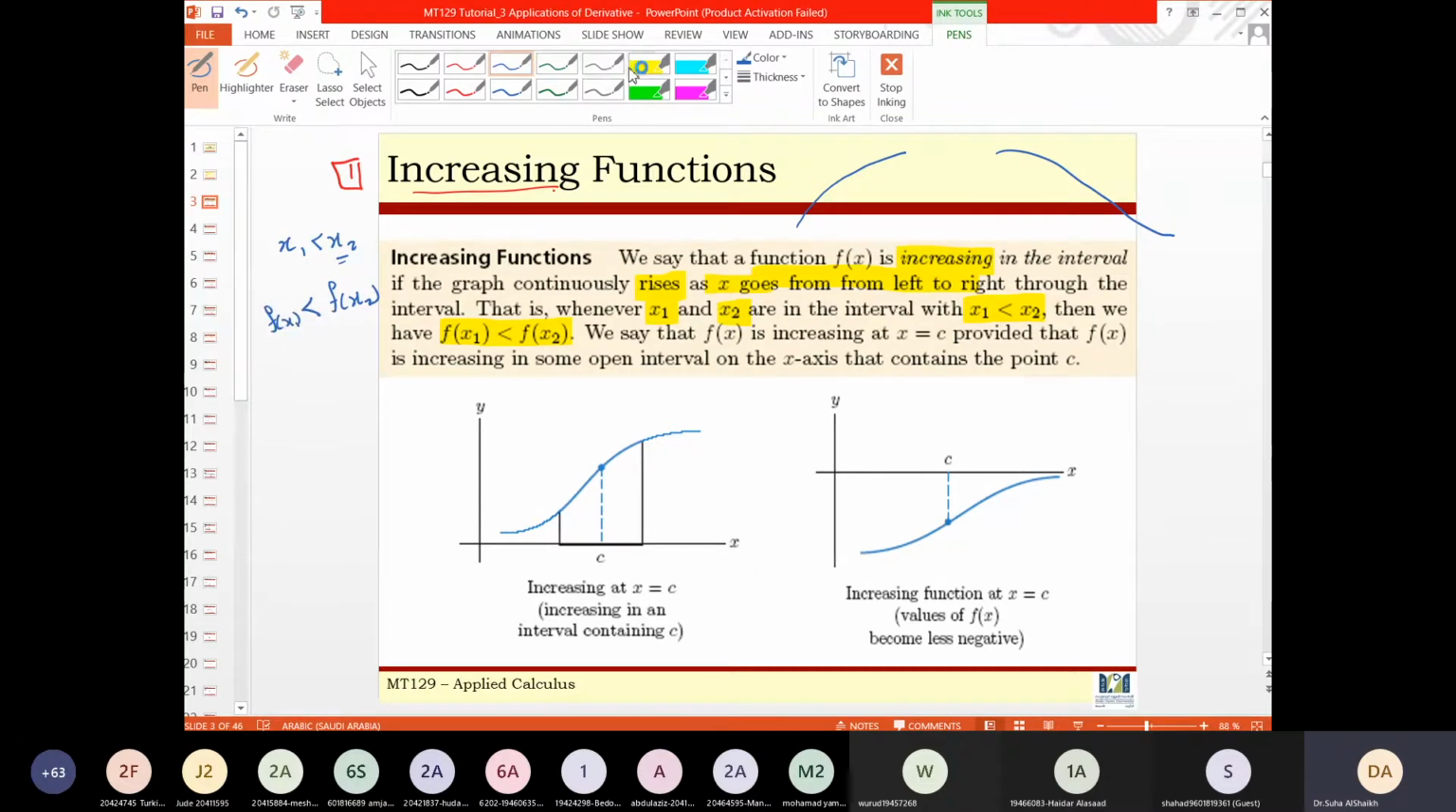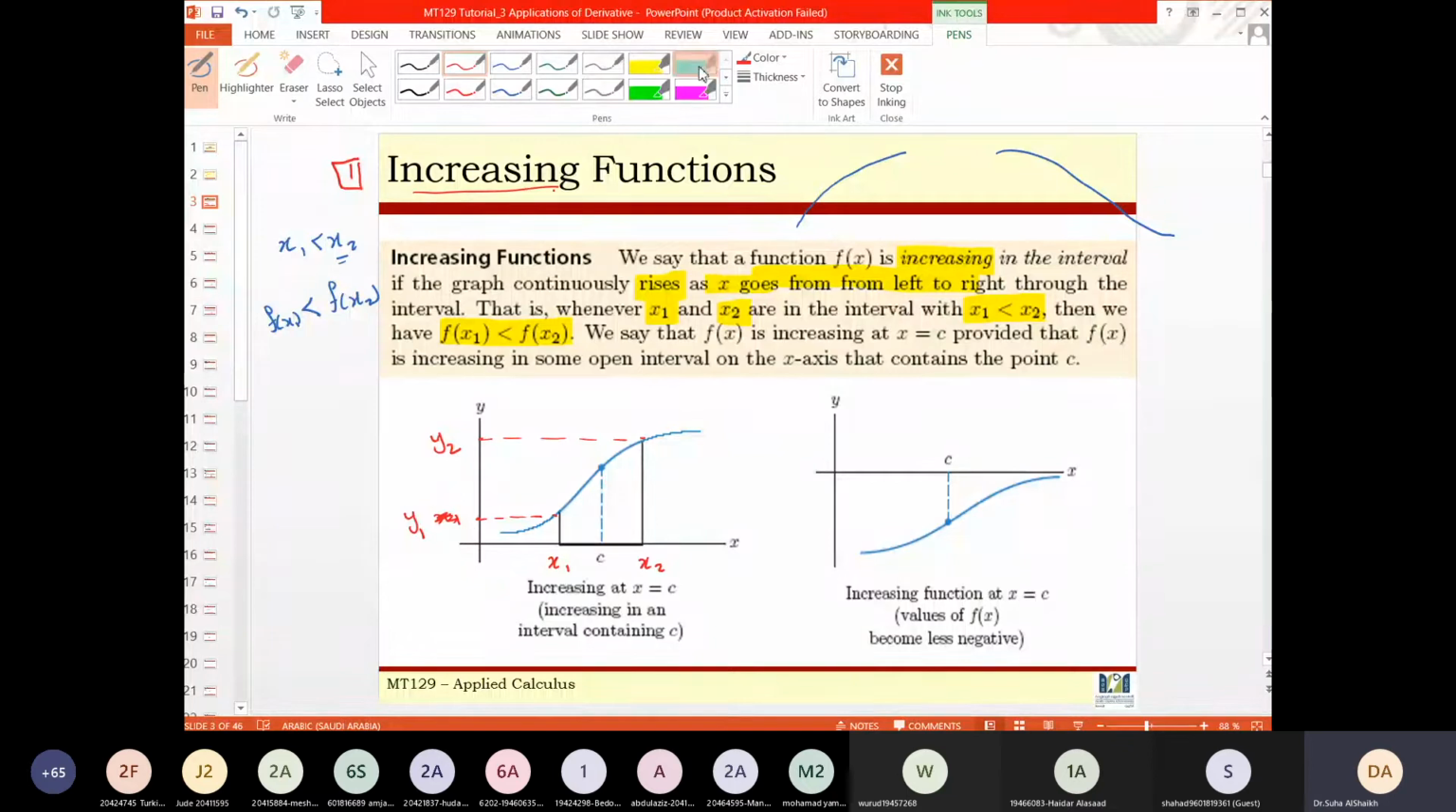You can look at it here. This is my x1 here, and this is my x2 here. So this is y1, which is f of x1, and this is y2, which is f of x2. Since x2 is greater than x1, y2 must be greater than y1. The function is increasing, we say.